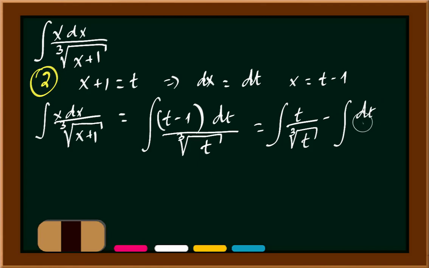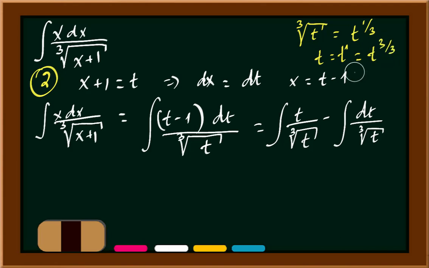minus the integral of dt over cubic root of t. Okay, so the dt is missing there, but that's fine, it's a typo, so we can continue. We know that cubic root of t is equal to t to the power of 1/3, and also t is t to the power of 1, which is also t to the power of 3/3. Make it the same denominator.